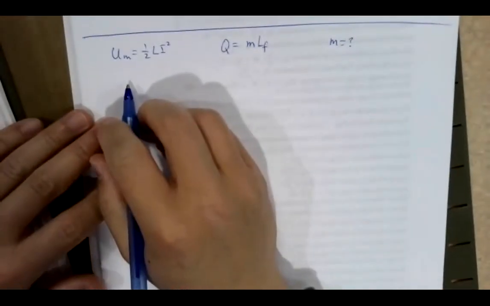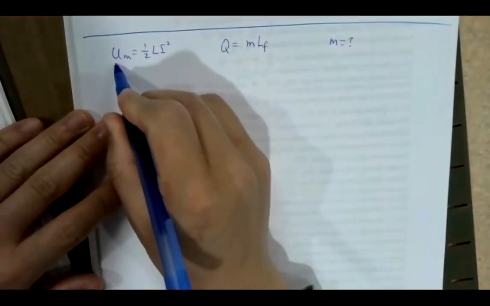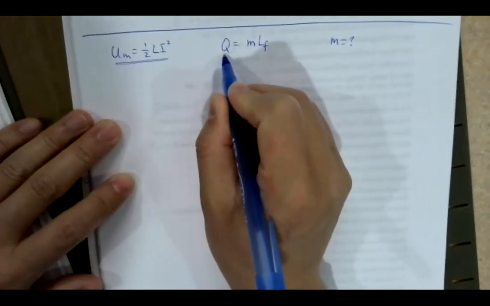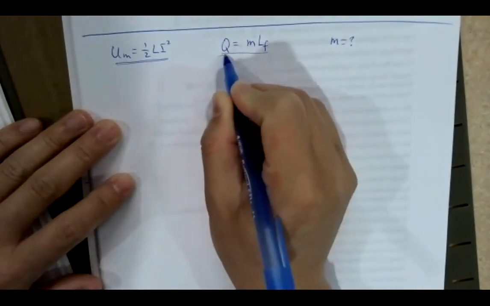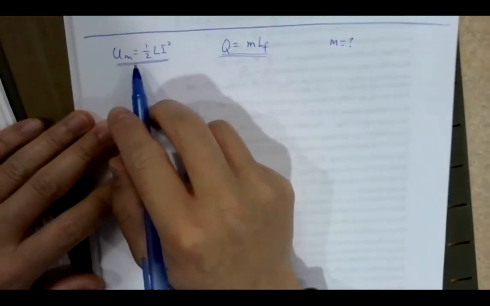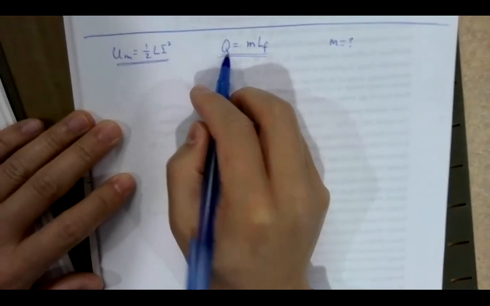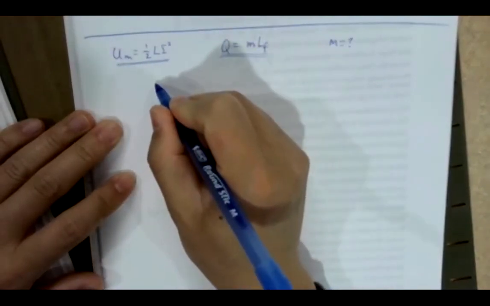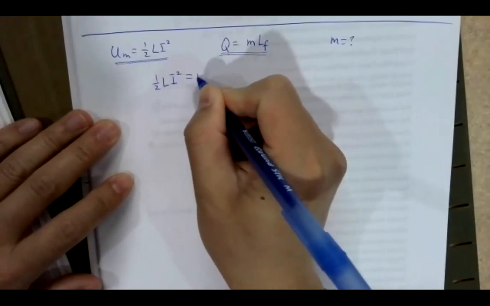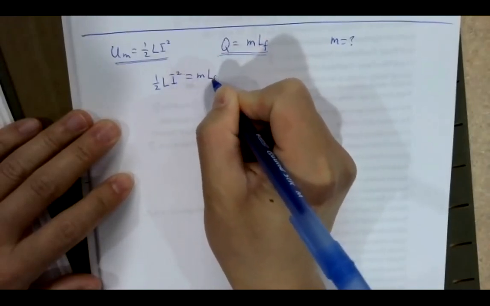All right, so I think we can take a look. The energy stored will be that, and then the heat needed to melt the ice will be in the equation. Basically this energy will be the heat needed, so the two should be equal to each other. You can do 1/2 L times I squared equal to m times the latent heat.